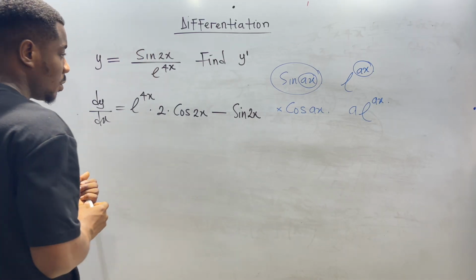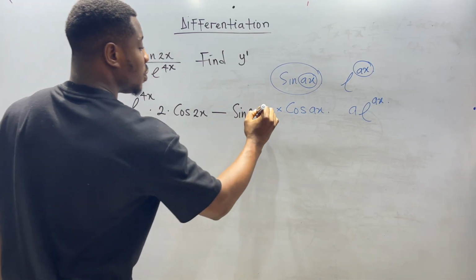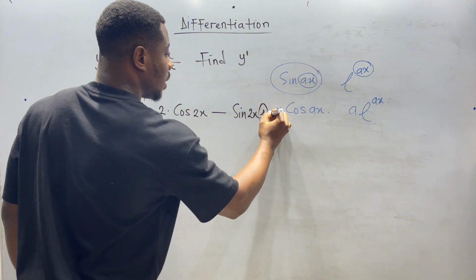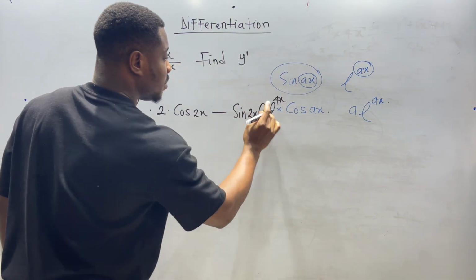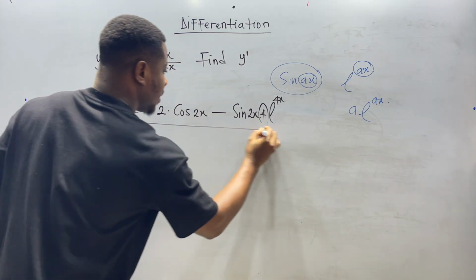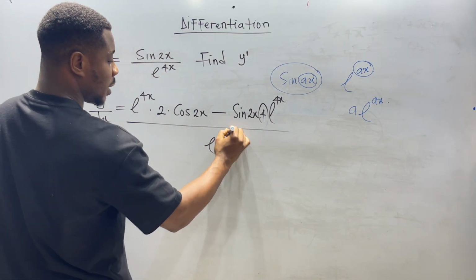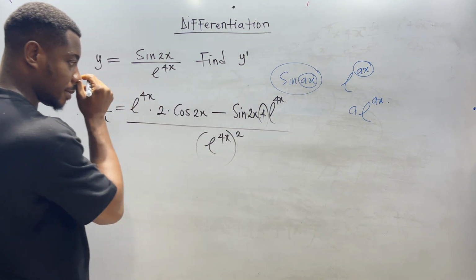If we do the same thing here, what do we have? If you differentiate e to the power of 4x, you're going to get 4 comes down, 4, then e to the power of 4x, write it back again. Okay, divided by square bottom. So this gives us e to the power of 4x all squared.